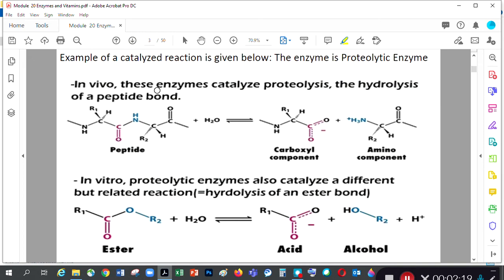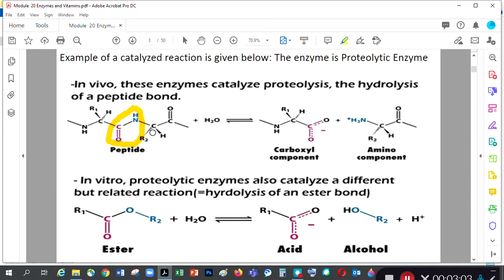An example of a catalyzed reaction can be given below. The enzyme is a proteolytic enzyme, in vivo or in vitro. In vivo, these enzymes catalyze proteolysis, the hydrolysis of the peptide bond. Here we have a peptide, and if you recall, this is a peptide bond. If you recall from the amides, a combination of amines and carboxylic acid leads to peptides.